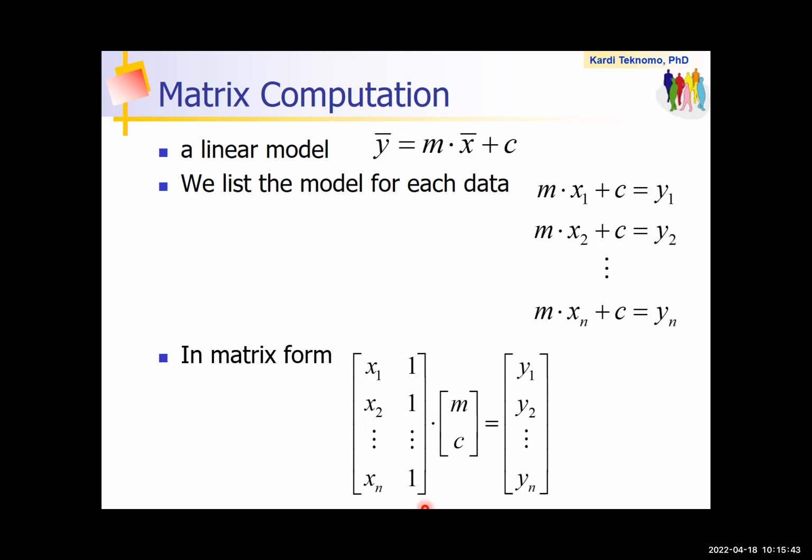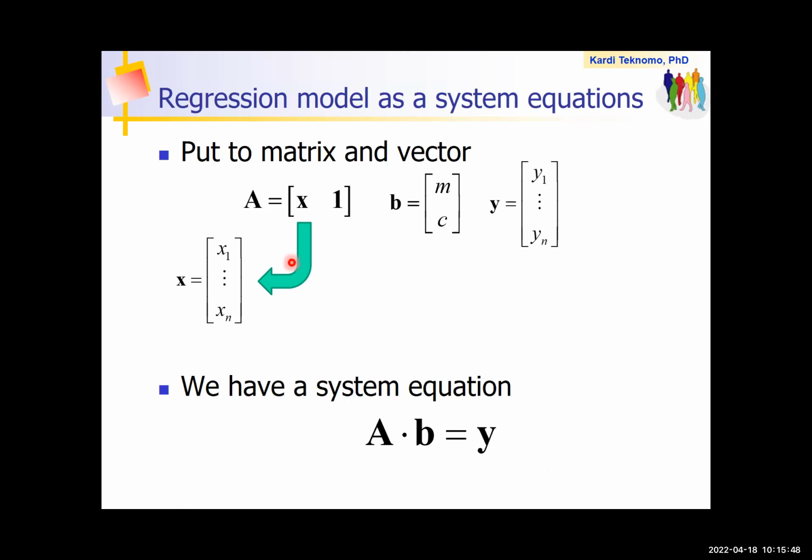So this matrix, I call this A. Of course, it consists of x and 1, right? And now I have a system equation A times P equal Y. P is equal to m and c, and then Y is Y1 until Yn. So in that case, you have a system equation A times P equal Y. So this is a regression equation. Okay. As simple as this.